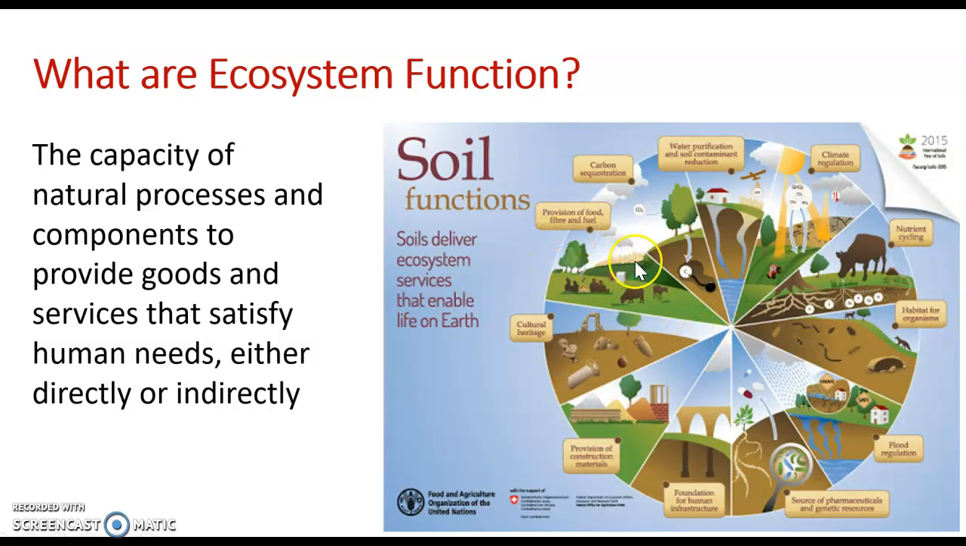Providing food and materials for shelter and fuel, so things that we are taking as a resource from the environment. That's another example of an ecosystem function. And when ecosystem functions decline, then we can also use that as an indicator that the ecosystem itself is not as healthy as it once was.